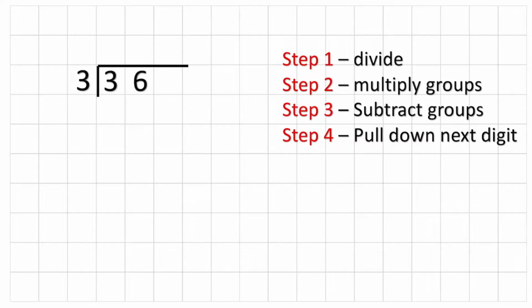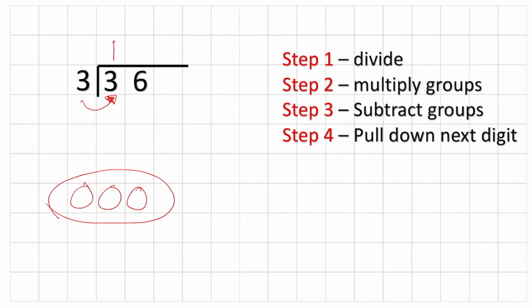Okay, so the first question does say how many 3's are there in 3, because I'm dividing my 3 by this 3 here, but we know it's actually a 30. And I know the answer to how many 3's are there in 3 will be 1. There is one group of 3 in 3. If I had 3 marbles, then I could take one whole group of 3 away.